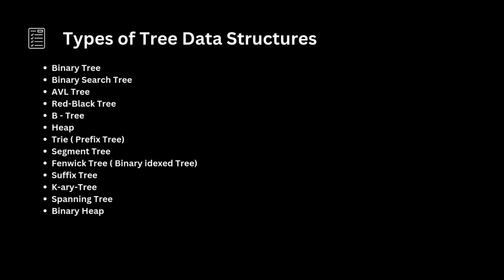The next one is binary heap, a binary tree based data structure where every parent node is either greater than or less than its children. The last one is ternary tree. It is a tree data structure where each node has at most 3 children.